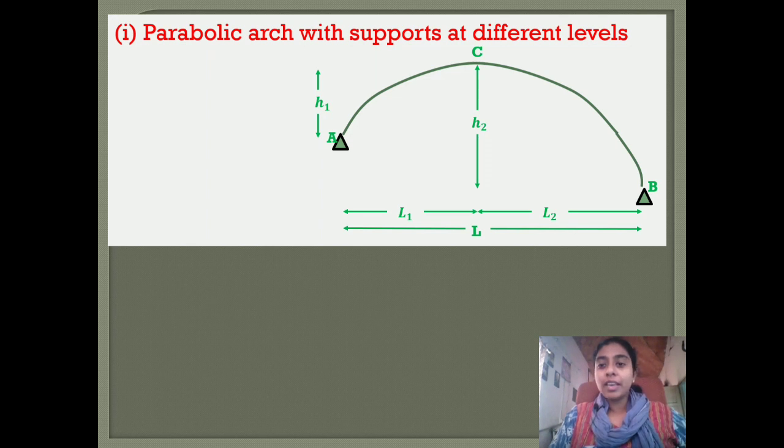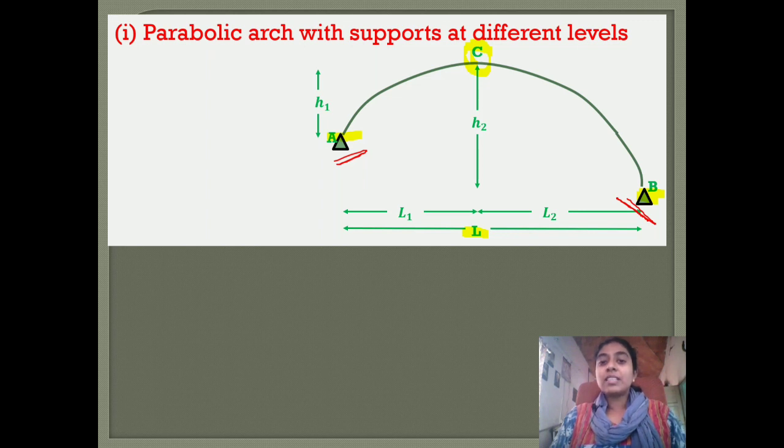You can see here the parabolic arch is supported at different levels. The supports are A and B. The distance between the supports A and B is given as L. C is the hinge, the third hinge. One hinge is at A, another hinge is at B, and C is the third hinge of the parabolic arch.